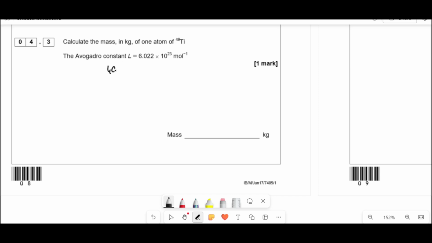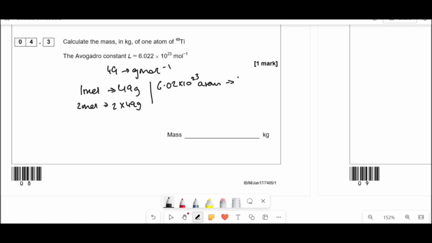So this number here, 49, means it's grams per mole. Every single mass in your periodic table is in grams per mole, meaning that 1 mole of whatever it is will weigh this many grams, right? So if 1 mole weighs 49 grams, 2 moles would weigh 2 times 49 grams. Pretty straightforward, right? 1 mole of them is Avogadro's constant. If I have 1 mole of bananas, I've got 6.02 times 10 to the 23 bananas. So technically speaking, 6.02 times 10 to the 23 atoms weighs 49 grams.